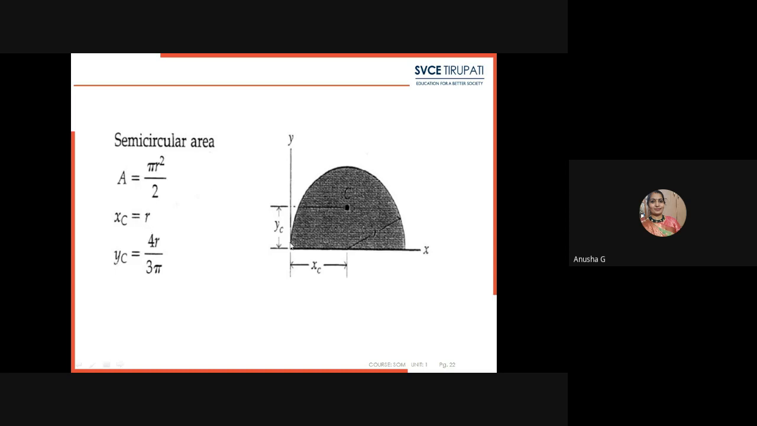If you consider the y direction, the centroid YC equals 4r by 3 pi. This is a formula that has to be calculated in the centroidal unit.